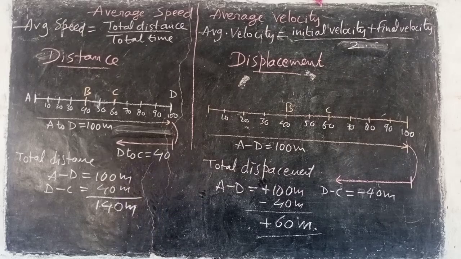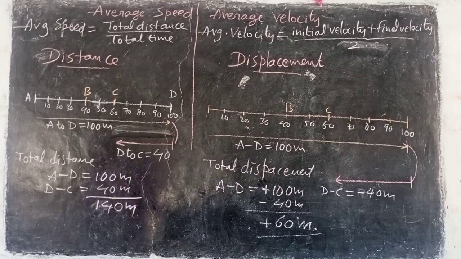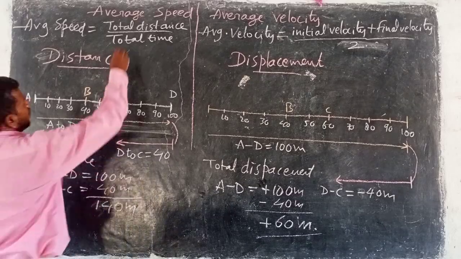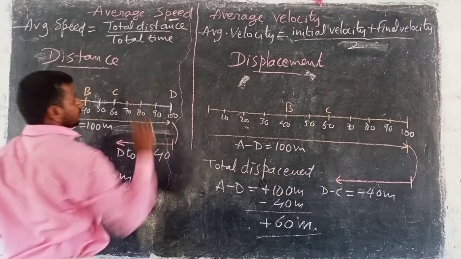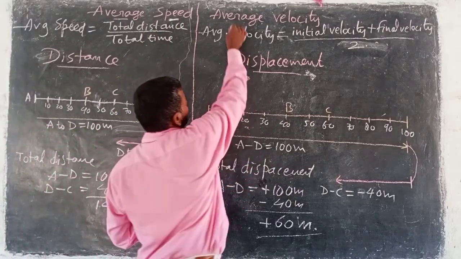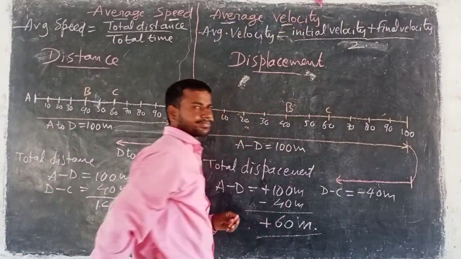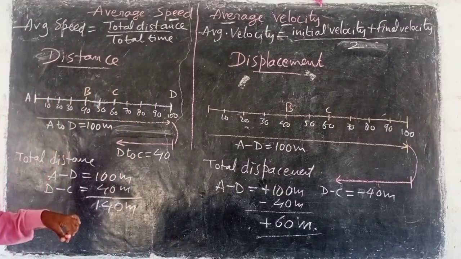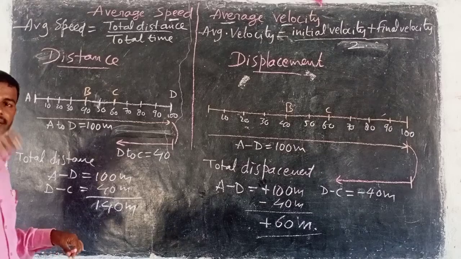Right. Look here, my dear students. Very clearly, two points we have to speak here. One, average speed. Second one, average velocity. Speed definition I have already given you.